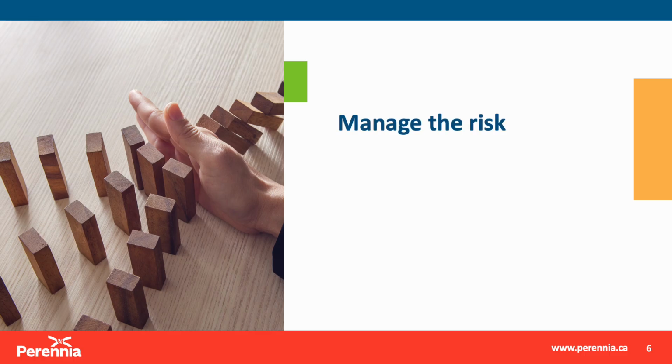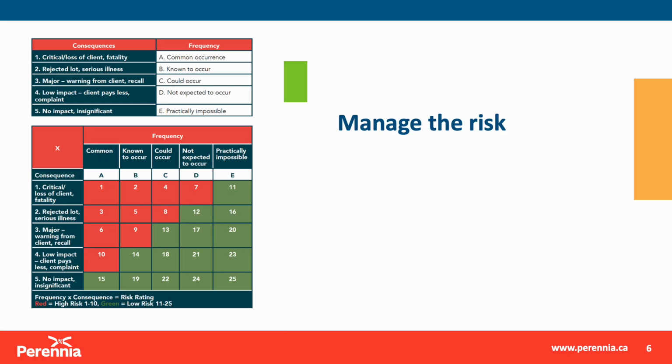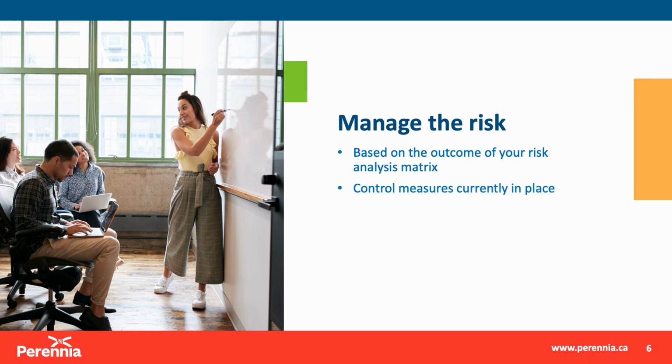Using the risk analysis matrix, determine how to manage the risk based on the outcome of working through your risk analysis matrix. If the food safety risk is low, this may or may not require control measures to be put in place, depending on their significance. If the food safety risk is high, this requires control measures to be put in place. Take into consideration the control measures you currently have in place and list any additional control measures that will be implemented to manage the risk.